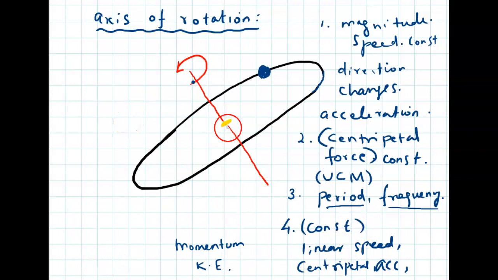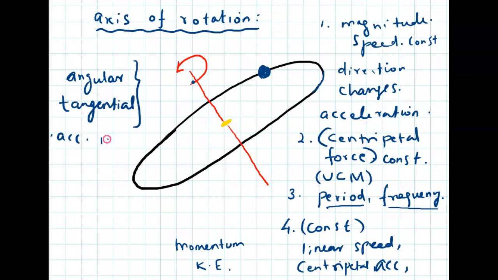Another important thing is that the angular acceleration and tangential acceleration are zero in uniform circular motion. So these are all the points, or the basic information, for circular motion.